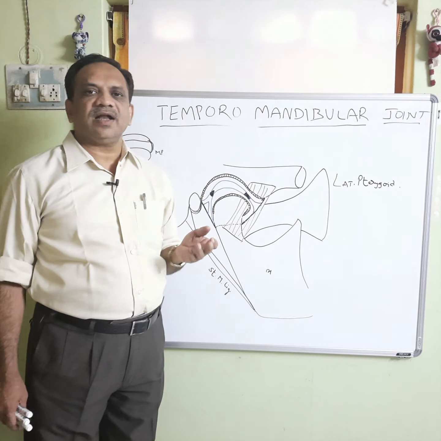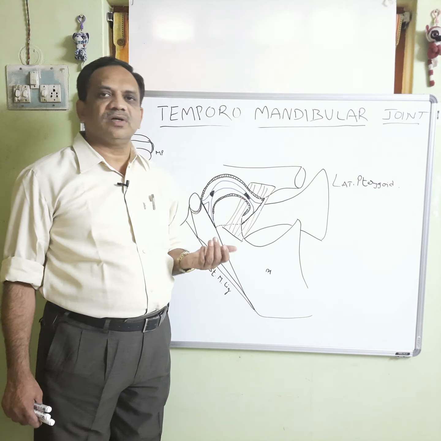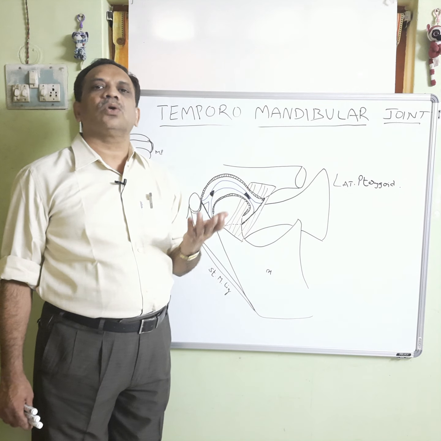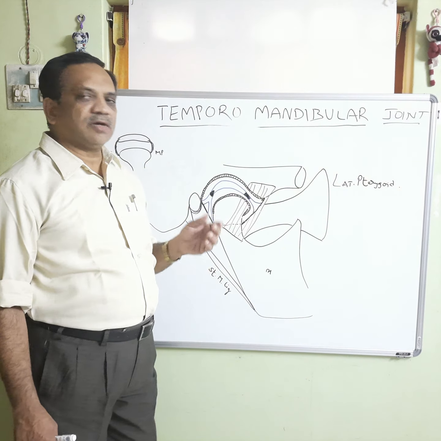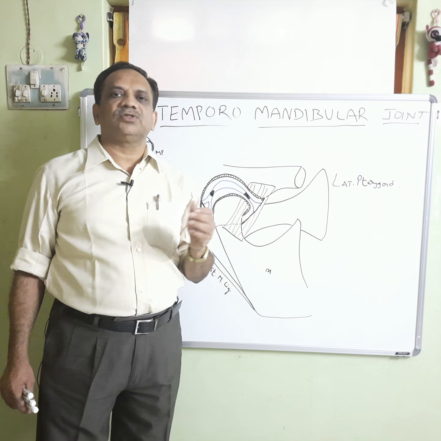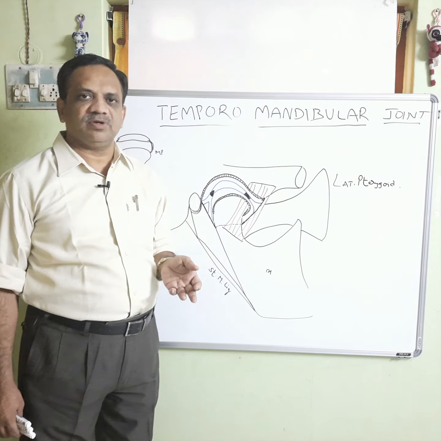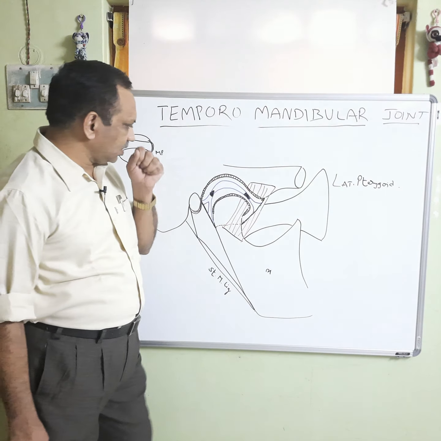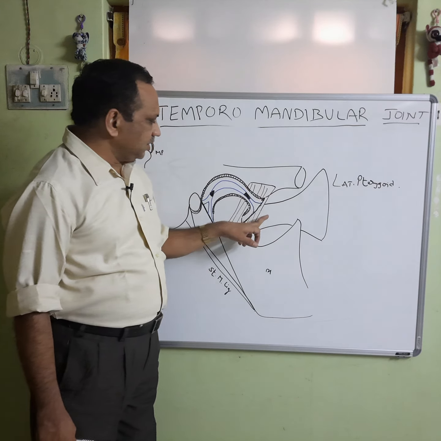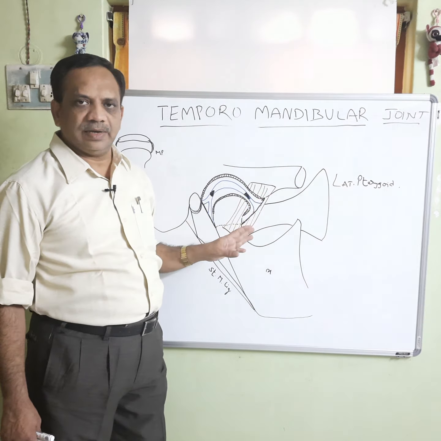Another two movements are the depression, which is possible while opening the mouth, and the elevation, that means closure of the mouth. Another movement possible is side to side movement, that means during chewing we will see this. So, how these movements are possible we will see. Now, to understand this, we have to remember the attachment of the muscles.